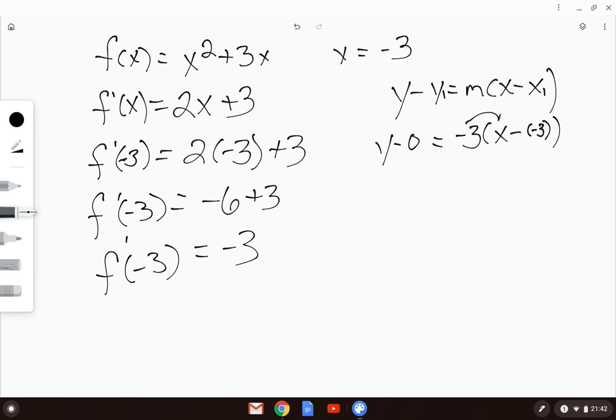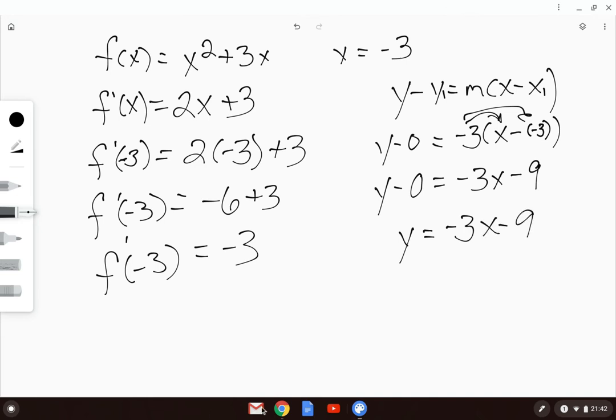So let's go ahead and distribute. So here, 2 negatives make a positive, so that is really going to be -3 times a +3, which is going to give me -9. And this y minus 0 is going to be y, so we're left with just y equals -3x minus 9 as the equation of our tangent line.